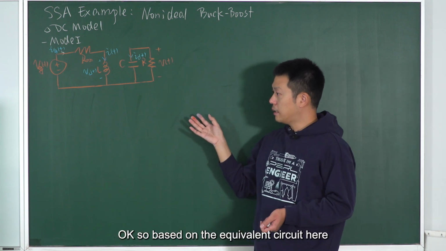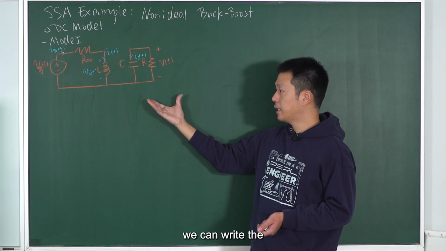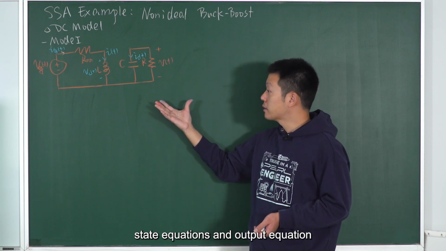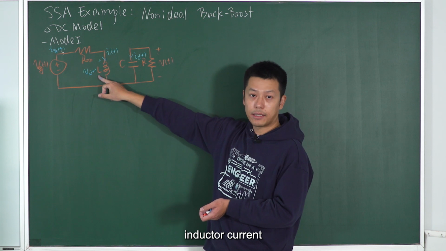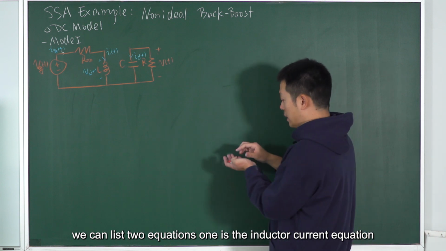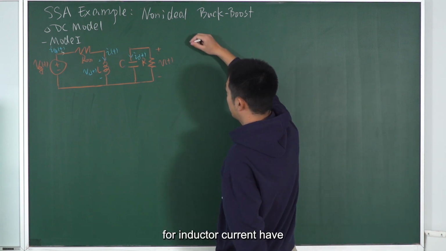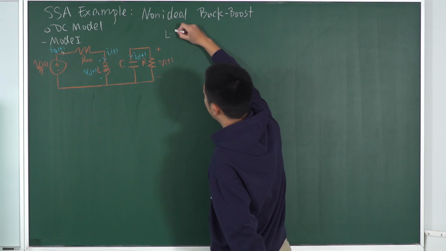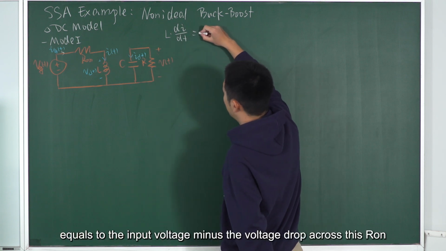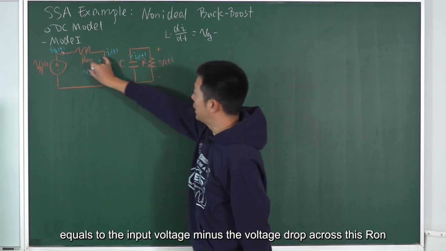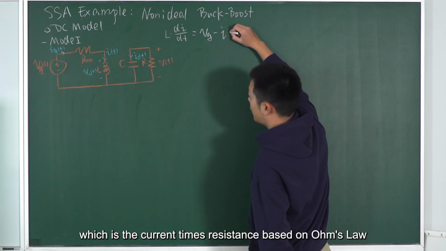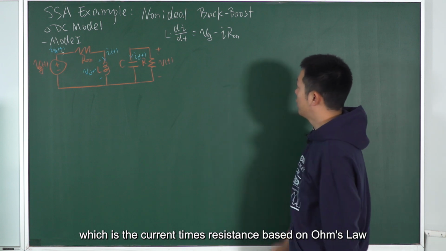Okay, based on the equivalent circuit here, we can write the state equations and output equation. For the state equations, we consider the inductor current and the capacitor voltage as the state variables. We can list the two equations. One is the inductor current equation: inductance times derivative of iL over dt equals the input voltage minus the voltage drop across this R-on, which is the current times resistance based on Ohm's law.